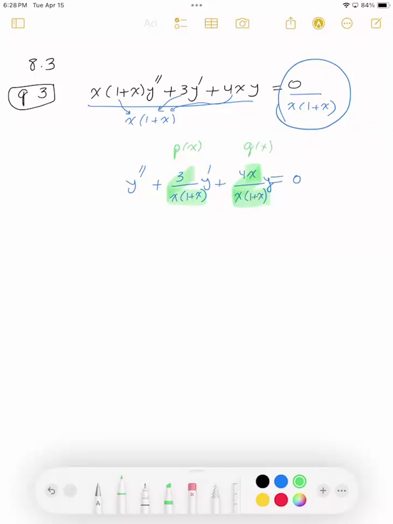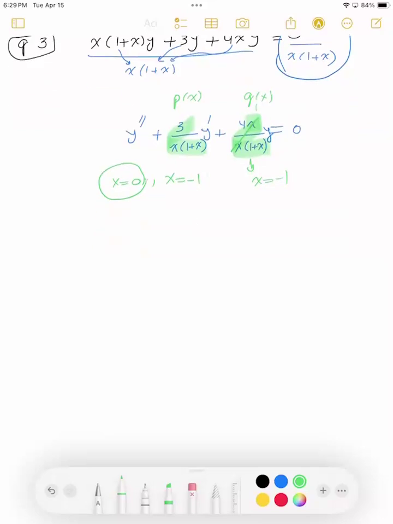And p of x is undefined at x equals 0 and at x equals negative 1. And here the x's cancel each other, so q of x is only undefined at x equals negative 1. Now the question was to determine whether x equals 0 is ordinary or singular. So not negative 1. The question is about x equals 0. So right now we know that x equals 0 is a singular point.